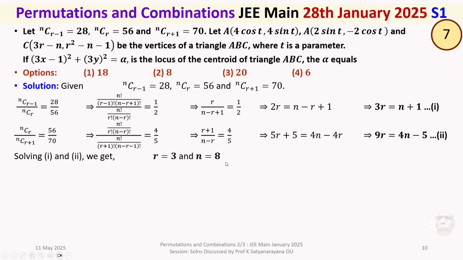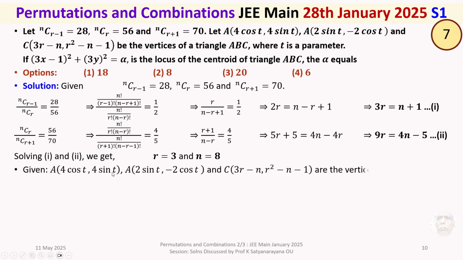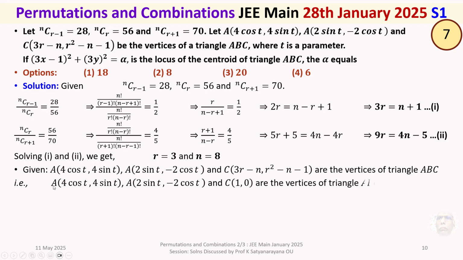Now, given the vertices A, this is B, not A, and C: (3r - n, r² - n - 1). In this, substitute r is equal to 3, n is equal to 8. 3r - n will be 3 threes are 9 minus 8, 1, comma, this is 0. So the coordinates of the vertices are given here: A, B, and C is (1, 0).